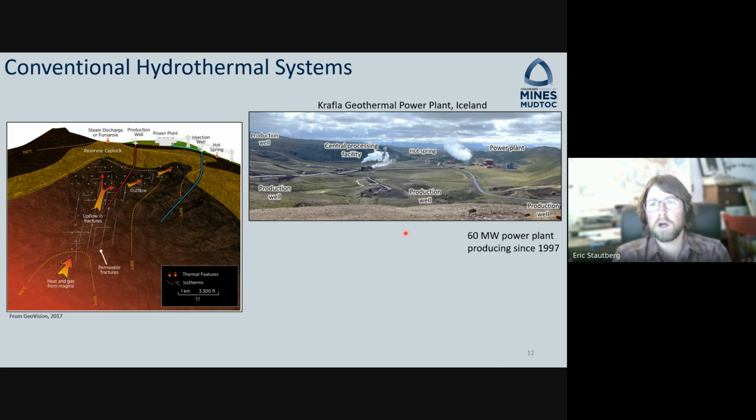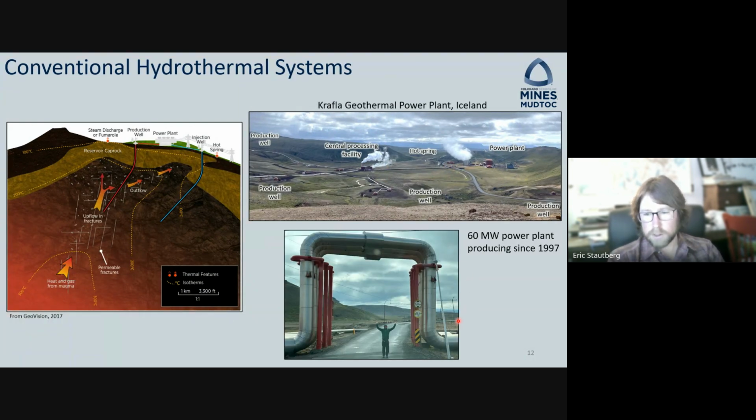This is a picture I took of the Krafla geothermal power plant in Iceland when I was there last year. And coming from the oil and gas side of things, these geothermal fields often resemble our conventional oil and gas fields. We have a series of production wells feeding into pipelines that go to a central processing facility, and then that goes into a power plant to make electricity. I was actually there on my birthday because I'm a big geology nerd, exploring geothermal power plants and resources in Iceland. But yeah, this power plant produces 60 megawatts of electricity, and it's been producing since about 1997.